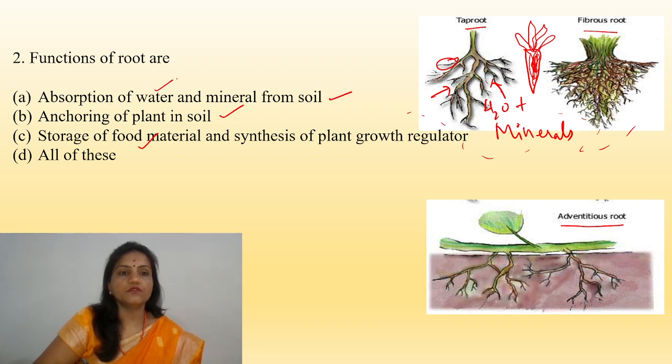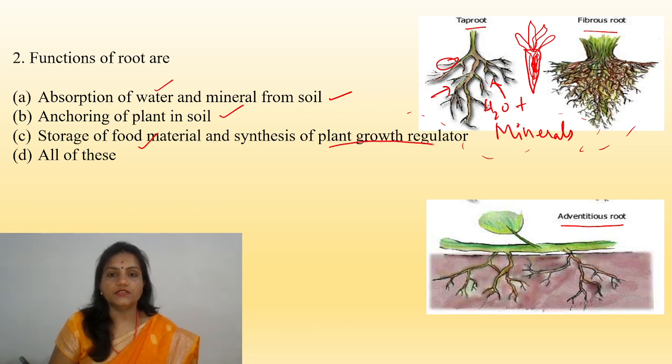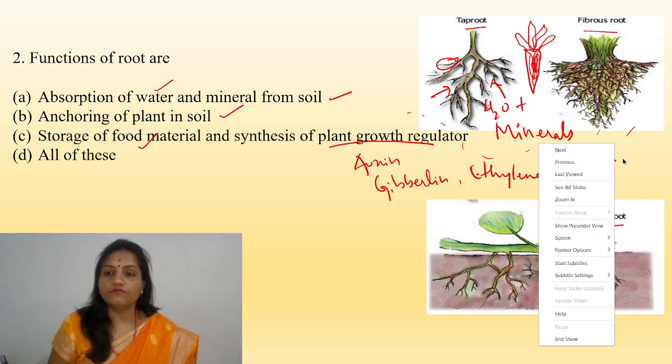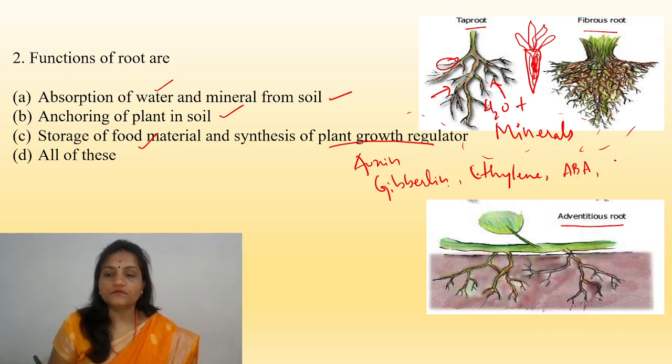It helps in the absorption of water as well as minerals. And here, plant growth regulators. We have a separate chapter which deals with plant growth regulators, wherein we come across auxin, gibberellin, ethylene, abscisic acid (ABA), and one more, cytokinins.